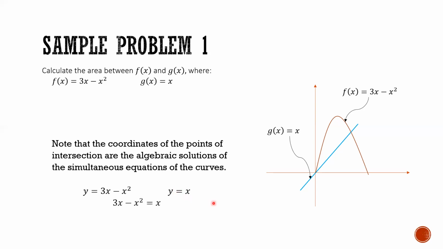Solving them simultaneously, in this case, I use the substitution method. And then since this is a quadratic equation, we will be able to calculate two possible roots for x. So that is x equal to 0 and x equal to 2. And in the graph, this is going to be the point where x is equal to 0, and this is going to be the point where x is equal to 2.